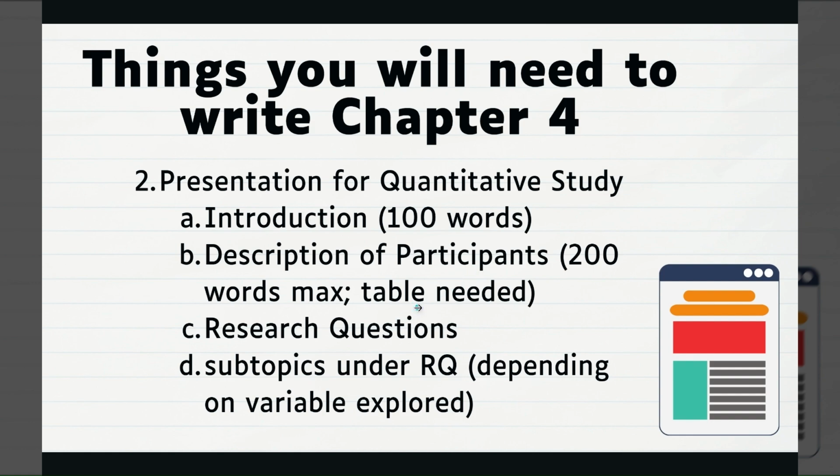And then the meat of your discussion will be arranged based on your research questions. So if you have three research questions, there could be three major sections. However, depending on, say, variables being explored, there could be subtopics under the research question.